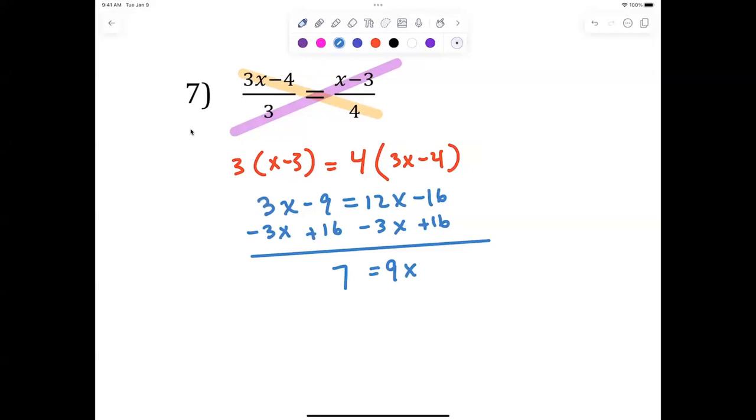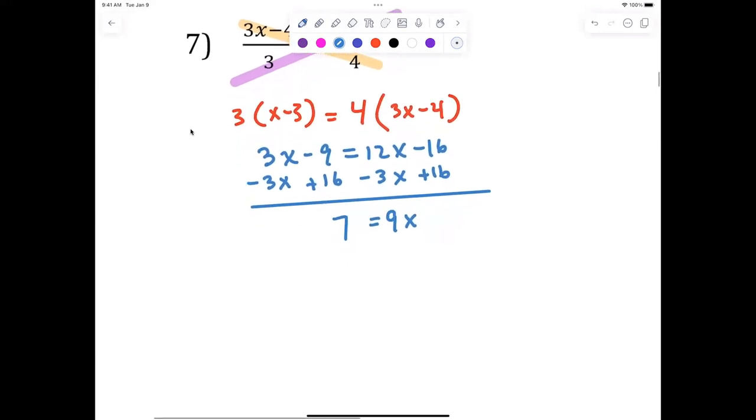Now, once again, you're not going to write 9 over 7. You're going to write 7 over 9 because I'm dividing by 9. Dividing by 9. X equals 7 over 9. Yes. Negative 9 plus 16. Right here, right?